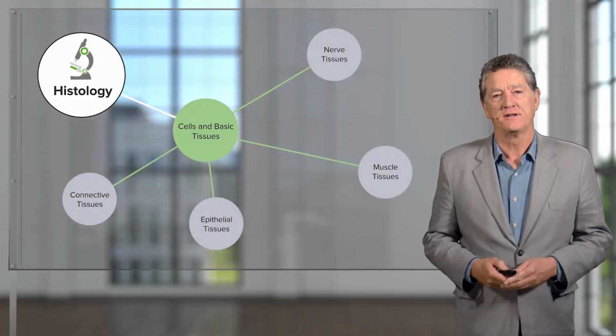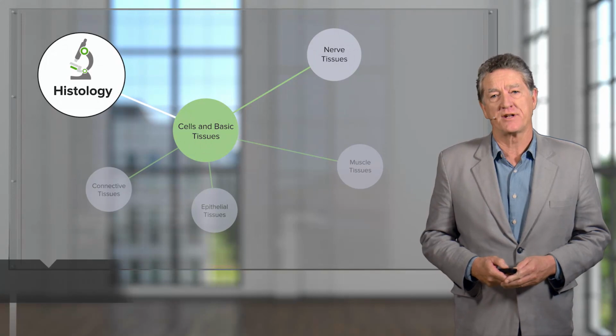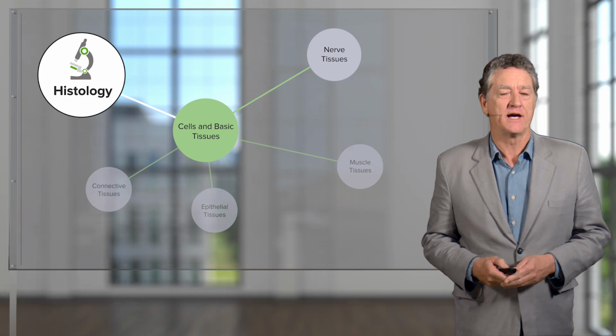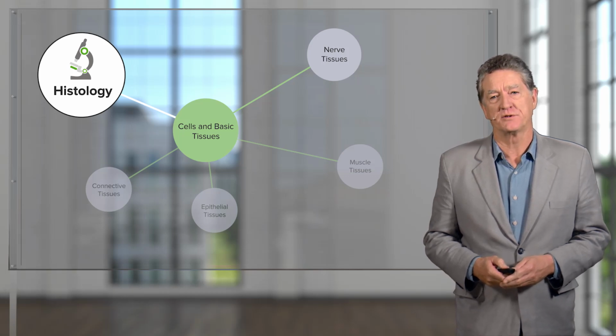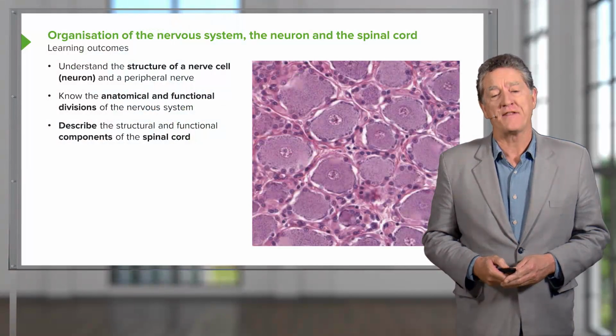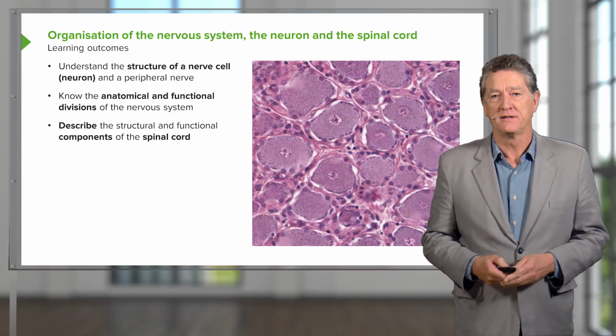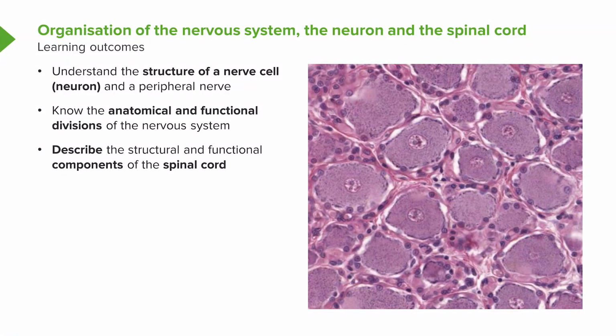In this lecture, you are going to learn about the organisation of the nervous system, the structure of the nerve cell or neuron, and also the structure of the spinal cord. At the end of this lecture, you should have a very good understanding of the structure of the nerve cell or nerve fibre. You should know the anatomical and functional divisions of the nervous system. And finally, you should be able to describe the histological structure of the spinal cord and also be able to identify its functional components.